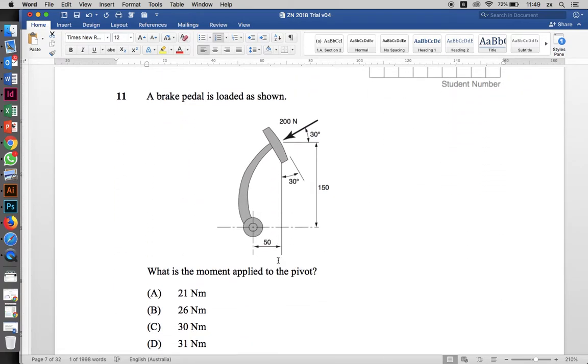Okay, so for this next question, we're going to have to break our forces into horizontal and vertical components. Same thing here, it's at 30 degrees. With the 200 newtons, there are two ways of approaching this question. If you were keen, you could find the angle of the line, the perpendicular distance from this turning point to here. You could do that.